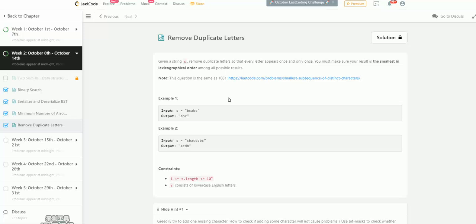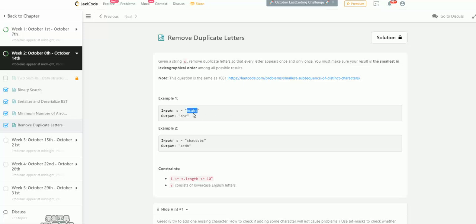Today's question is remove duplicate letters. Let's introduce the question first. Given a string, remove duplicate letters so that every letter appears once and only once. You must make sure your result is in the smallest lexicographical order among all possible results. So we have to read this question carefully. One point is we should remove duplicate letters, and the result should be the smallest in lexicographical order.